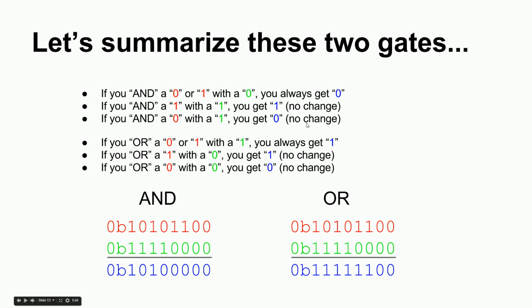You can see that we can always get a 0 if we AND with a 0. Notice we had 1100, we ANDed with all zeros, we get all zeros out. And if we OR with a 1, we always get 1 out. Well, here's the OR operation. Here's all the 1s that we OR'd with. And look, all the outputs are 1s. So that appears to be correct.